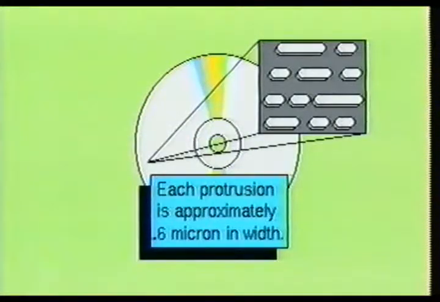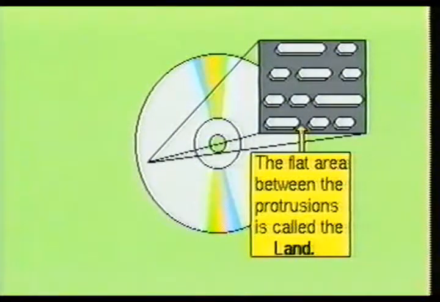Here you see what the information looks like on a standard pre-recorded CD. Notice that it resembles parallel lines of evenly spaced protrusions. Each of these protrusions is approximately 0.6 micron in width. The flat area in between the protrusions is called the land.